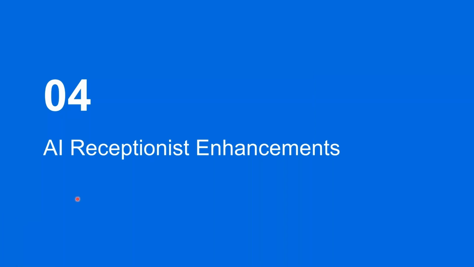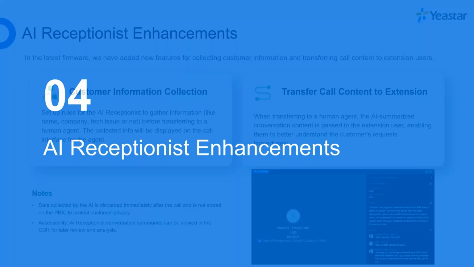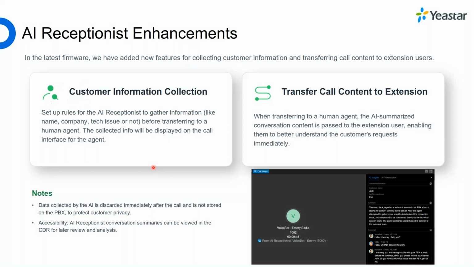Next one is a very powerful enhancement. I'm not sure if you have experienced the Yeastar AI reception. It's quite smart, smarter than other products. If you haven't experienced it, you can apply for a trial license. I think every trial license has some free minutes, so you can experience the features and see how your customers can benefit from it.